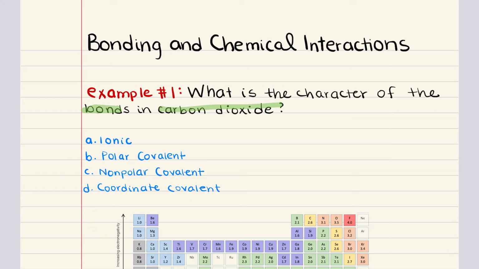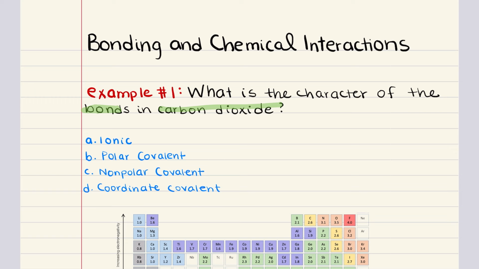So I'm going to show you. I'm going to solve this problem for what it asks, and then I'm going to show you why, if you understood it in an alternative way, what kind of answer you would get and why you would get a completely different answer. So let's focus on the question at hand. First and foremost, this problem is asking, what is the character of the bonds in carbon dioxide?